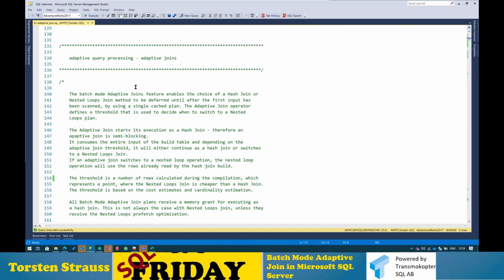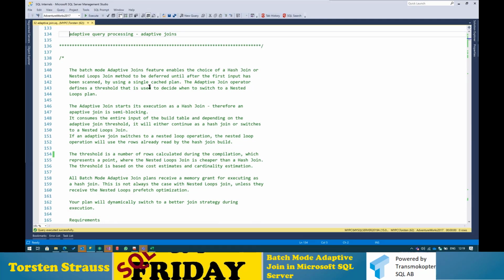Okay, so now let's try to understand the idea of an adaptive join. The batch mode adaptive join feature, and this is what I already mentioned, enables the choice of a hash join or nested loop join method to be deferred until after the first input has been scanned. And by using a single cached plan, and that is the official description from the Microsoft documentation, that is wrong. We will see that we do not have one single plan. In our procedure cache, we will have two plans, depending on the so-called actual adaptive join type. We will see this later.